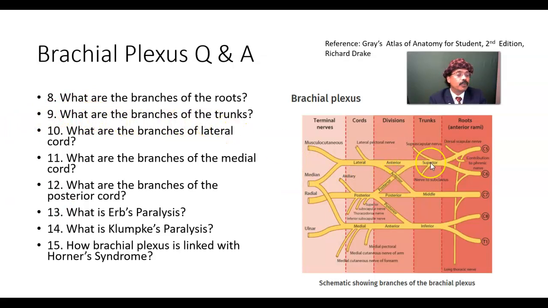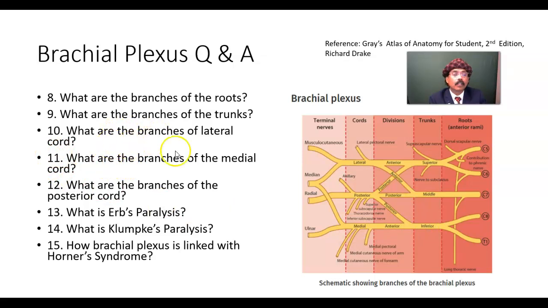From the superior trunk, we have two branches. Suprascapular nerve supplies what muscles? Supraspinatus, infraspinatus. Then nerve to the subclavius supplies the subclavius muscle. We got two branches from the upper trunk of the brachial plexus. From the middle trunk and inferior trunk, we're not getting any branches.